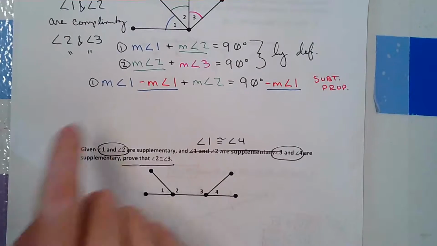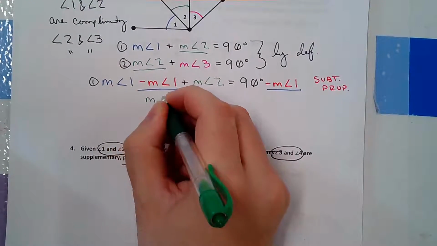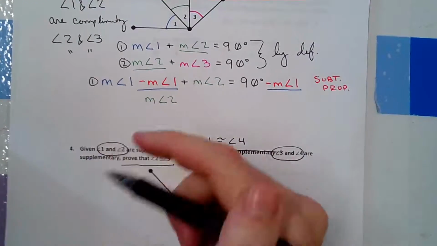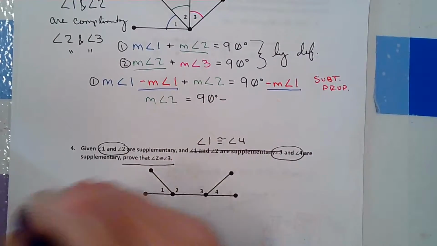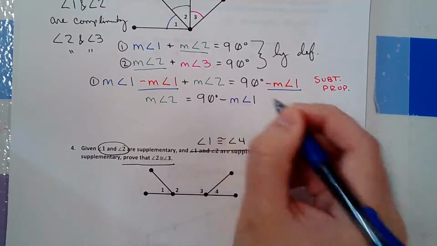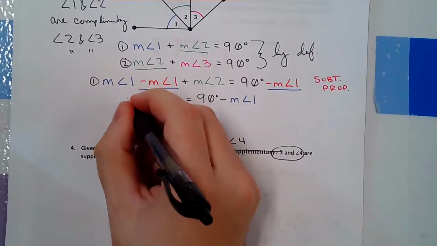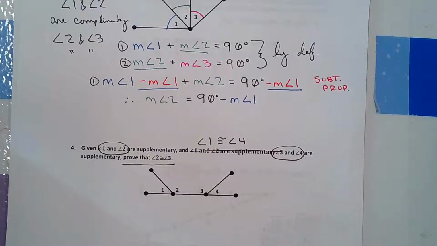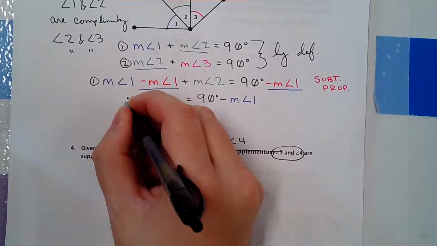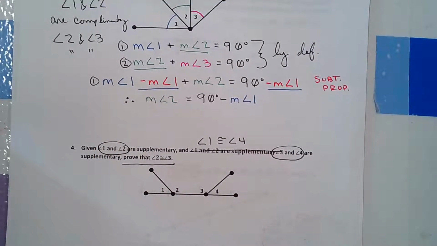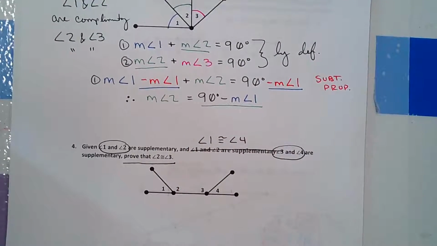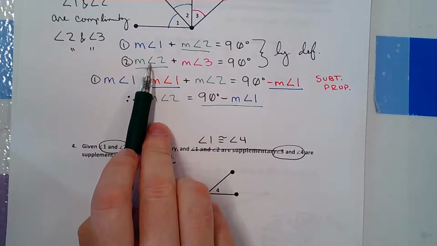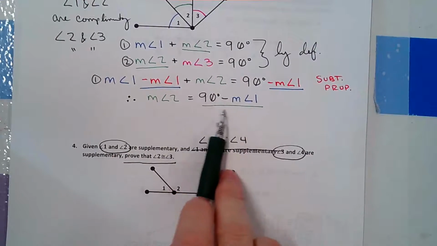Well, on the left side, this goes away, and we get measure of angle 2 equals 90 degrees minus the measure of angle 1. And that's a therefore symbol. That's just us doing algebra, right? That is the result of what we did in the last step. So now I know what measure of angle 2 equals. It equals this right here. So wherever I see measure of angle 2 in my other equation, I can plug this in.